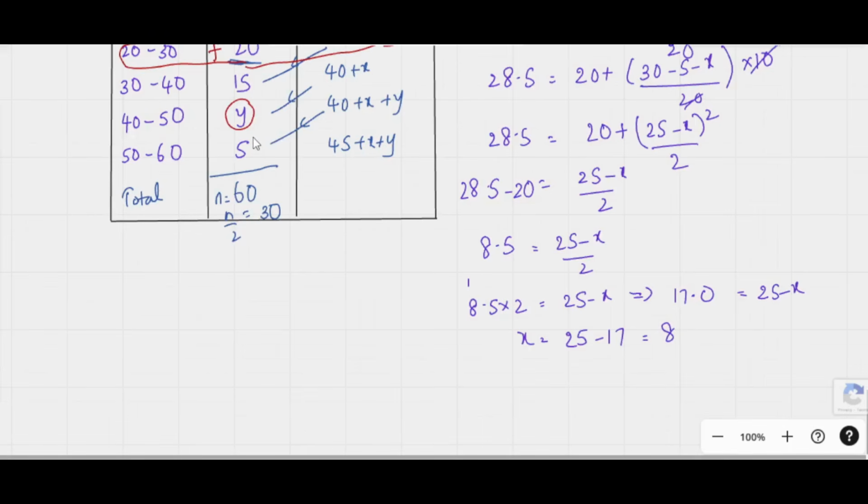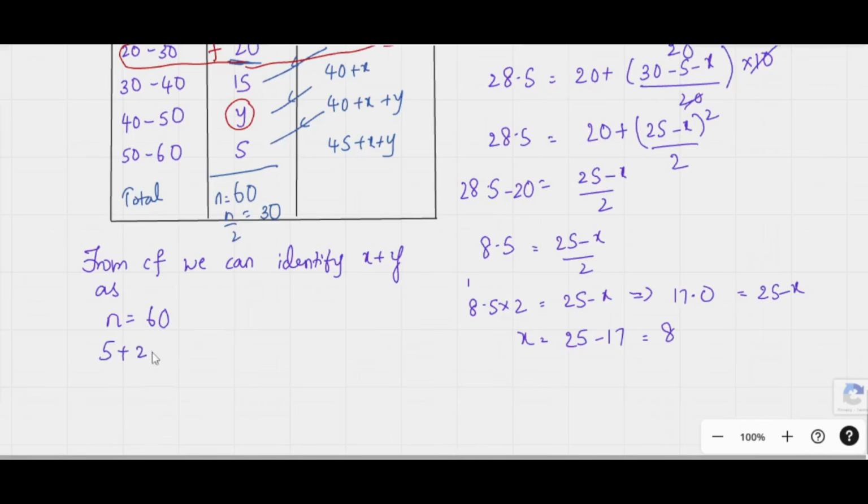Now I have to find out the value y. So how to find out the value y? Here I'm going to write from the cumulative frequency. From the cumulative frequency, we can identify x plus 5. See, total how much it is, n is equals to 60, no? How you got n equal to 60? By adding all the terms, all the frequencies, right? So now I'm going to add all the frequencies over here.